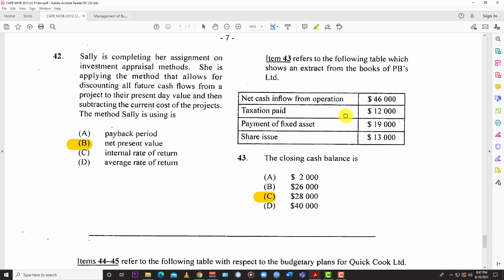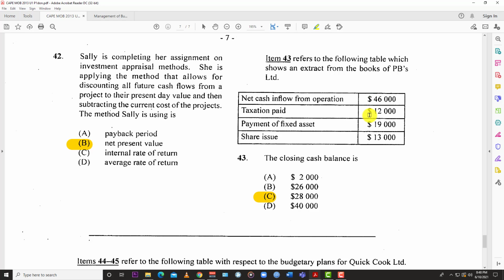43 refers to the table which shows an extract from the books of PBs Limited. In the extract we have net cash inflow from operations 46, tax paid 12,000, payment of fixed assets 19,000, shares issued 13,000. The closing cash balance is, and so the answer is C, $28,000. $28,000 is the closing balance. Now, how did we arrive at that one? Well, we look at the 46, that's the net cash inflow from operations.